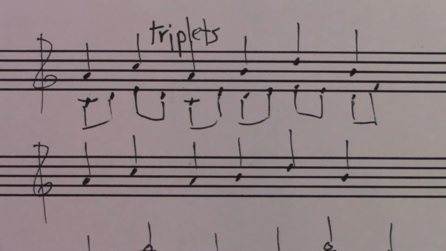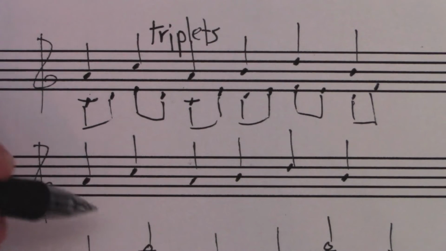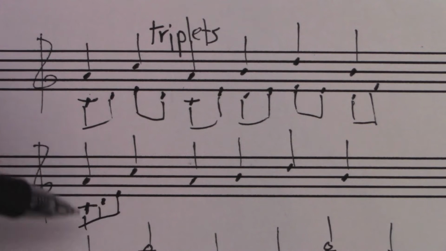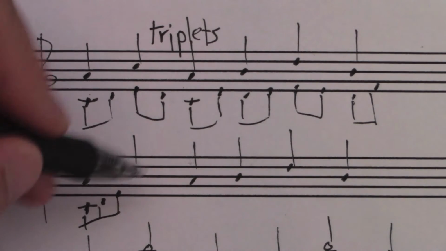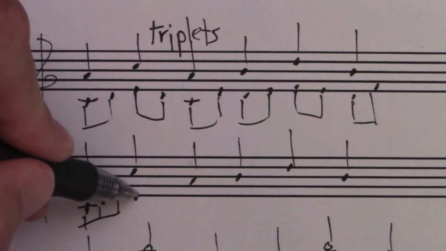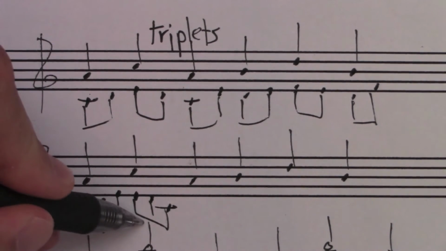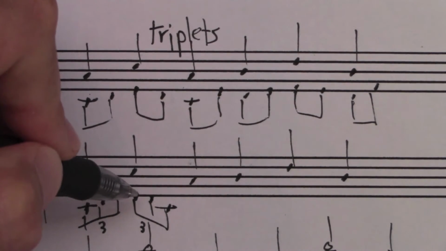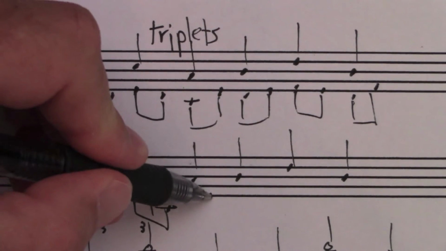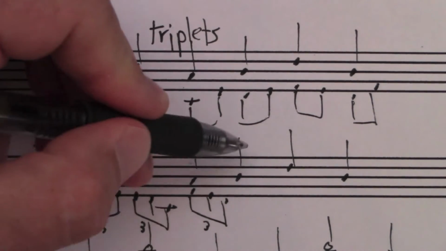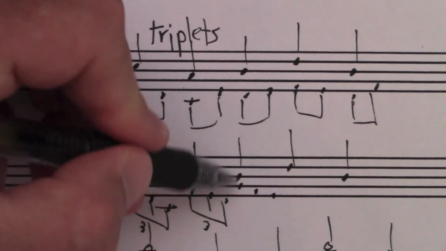Okay? Pretty straightforward. Now, there is a neat little thing called a triplet, which allows us to break a note into three equal parts. Put a little 3 there, put a little 3 there. Let's do this.